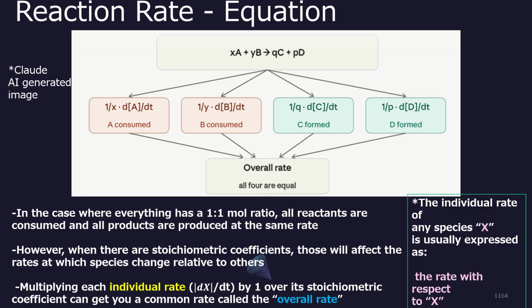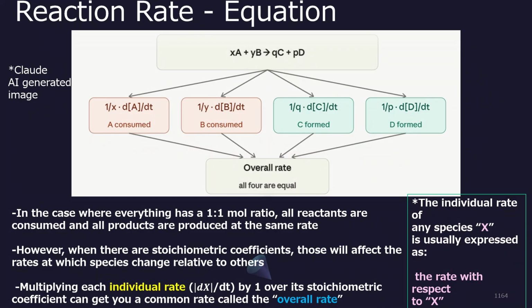And one way that we can bring them together back to a same constant, consistent number is by multiplying each individual rate by 1 divided by the stoichiometric coefficient. Okay, so for example, if x is equal to 2, so we have 2A plus B goes to C plus D, we would take 1 over 2 multiplied by the rate of change of A, and that will give us the overall rate for this chemical reaction.